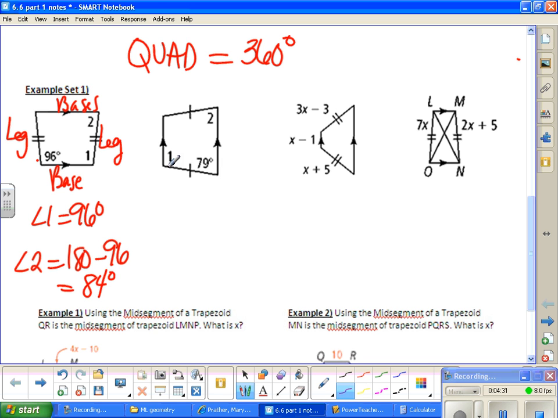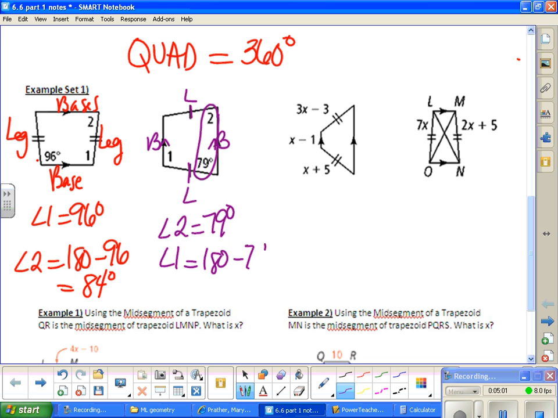Same thing for the next one. It's an isosceles trapezoid. These symbols here tell me these two sides are parallel, so that would be my base, and here would be my leg and my leg. Your base angles are congruent, so you're talking about these two angles that are congruent. So if this angle is 79 degrees and angle 2 is also 79 degrees, then in order to find angle 1, you take 180 minus 79, which is 101.